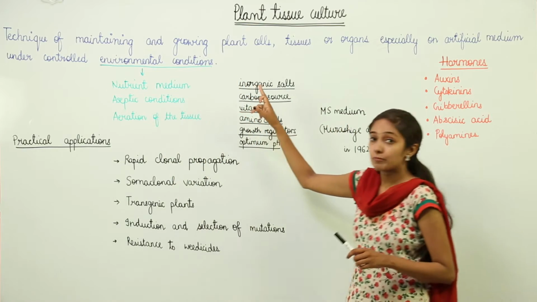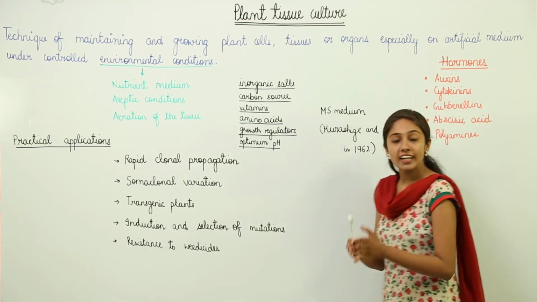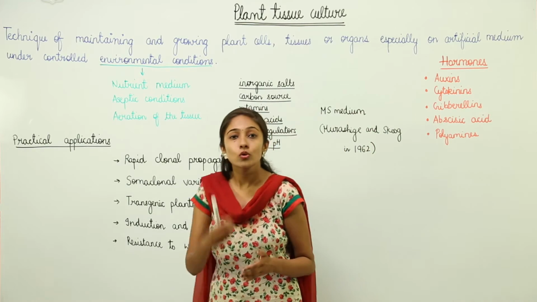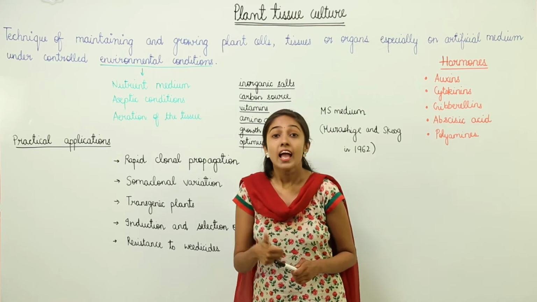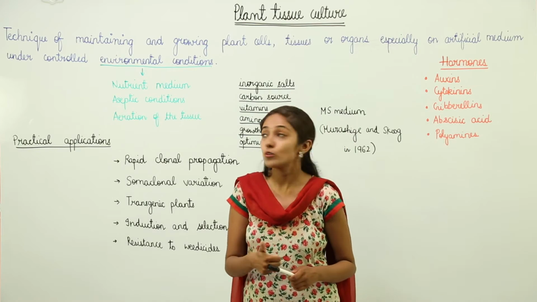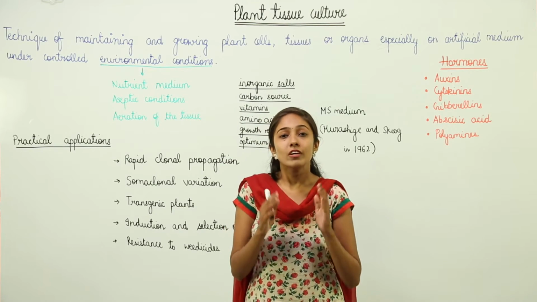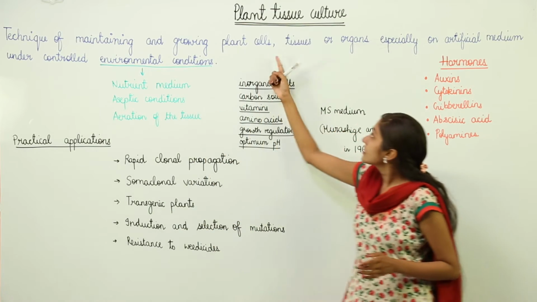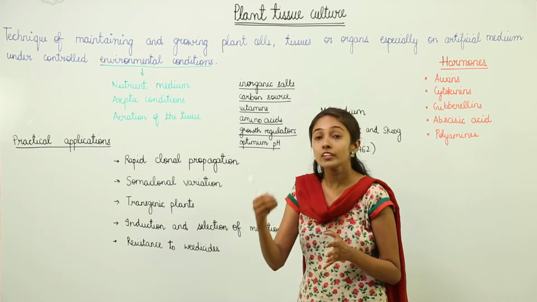So what is going to happen? We need to have an artificial medium for this, right? So that there can be efficient growth of these plants. So first of all, we need an artificial medium, and secondly, we are going to talk about the controlled environmental conditions.